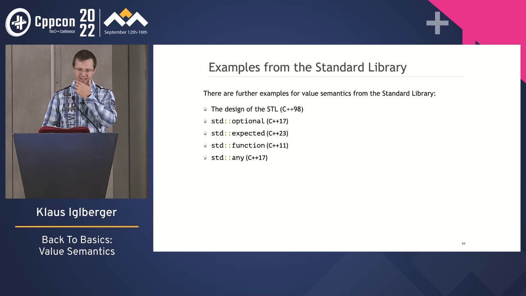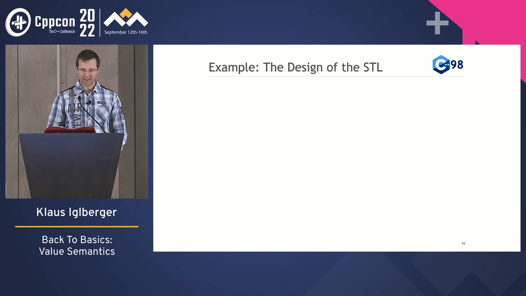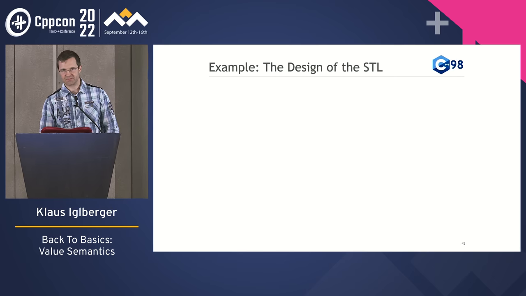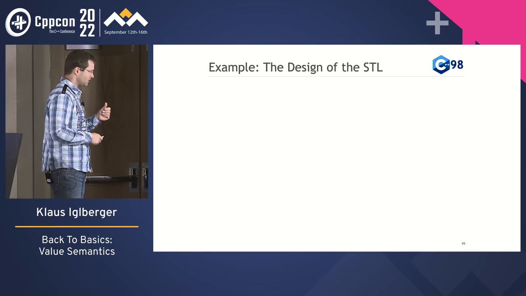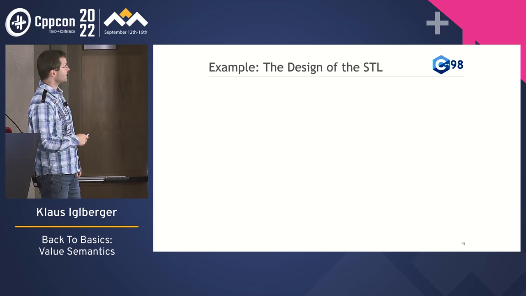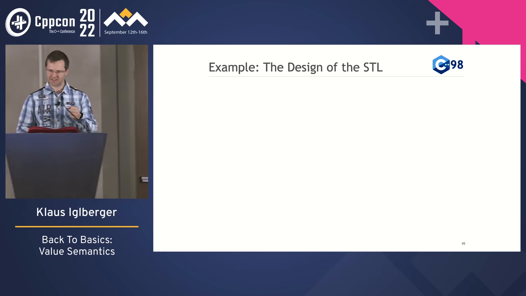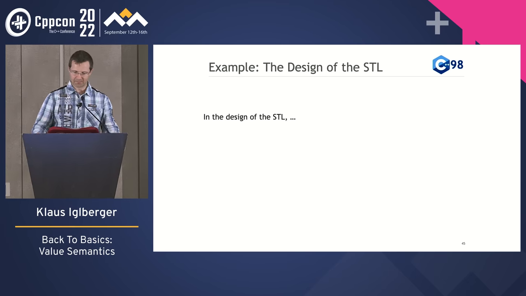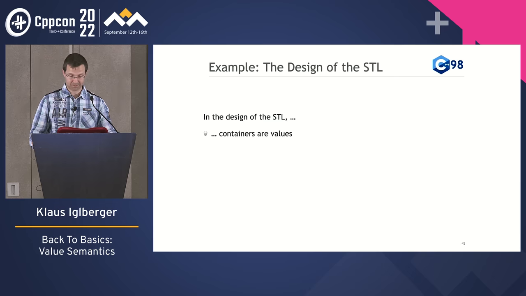So the design of the STL. From the very beginning, this STL was actually designed in terms of value semantics. There is a lot of signs that value semantics was already very important at that time. Of course, at that time, it wasn't perfect. There was no move semantics, for instance, but still, there is a lot of signs for that. For instance, as I've shown it before, containers are values.